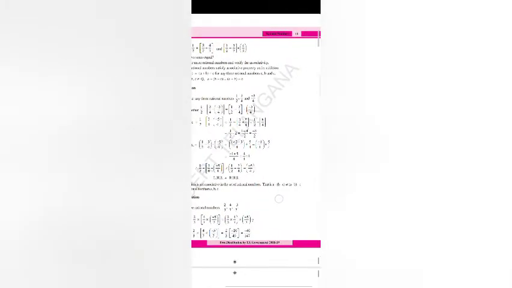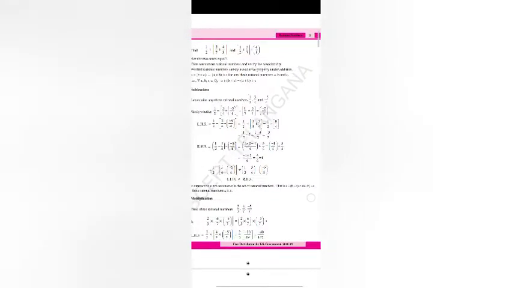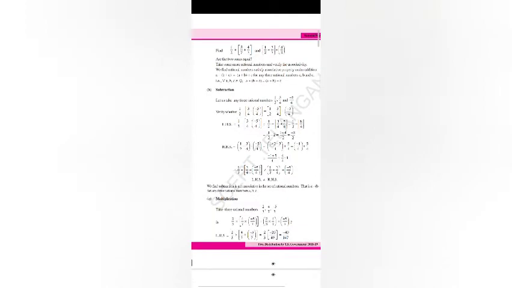So, in this way we can prove that. You can take another example and prove that they are not closed under subtraction.